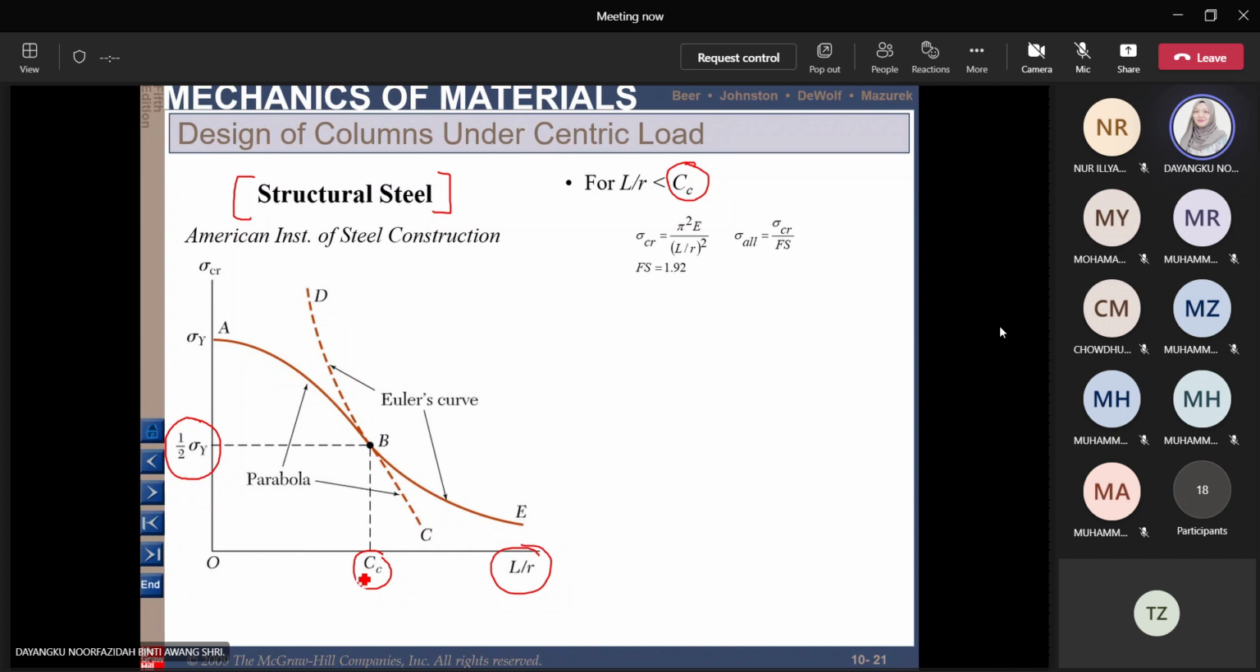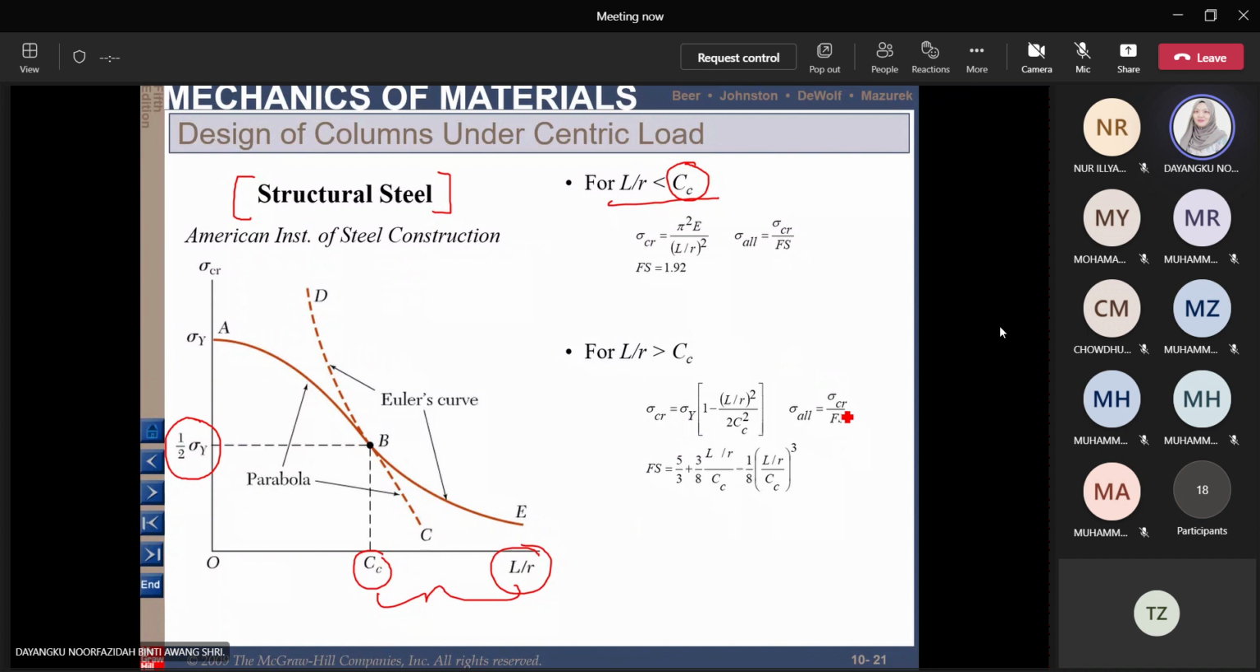column and check whether your L over R is before or after CC. If it is less than CC, we can calculate the critical stress using the Euler formula as usual, and we can calculate the allowable stress as the critical stress divided by the factor of safety, and that value of the factor of safety is 1.92. And if the L over R is bigger than CC, we need to use this formula here to calculate the value of the critical stress and also the factor of safety.